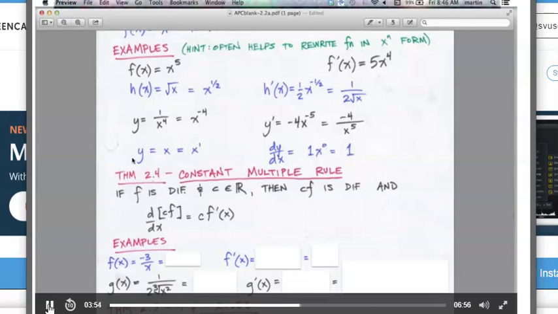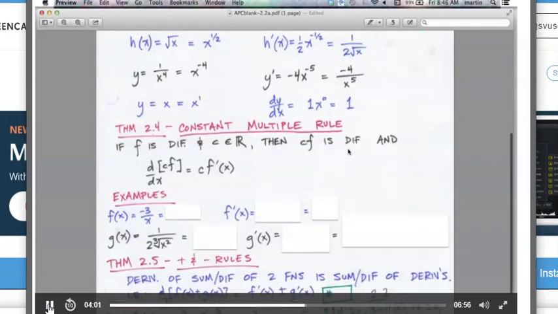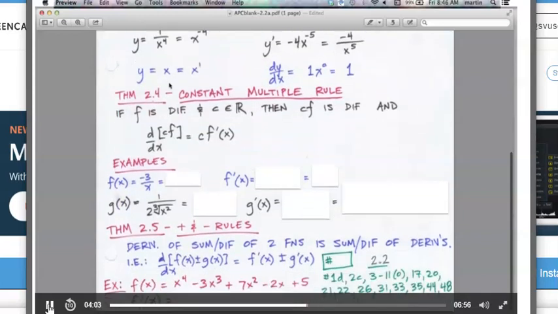So we say that if y equals x, then dy dx equals 1. In other words, what's the slope of y equals x? The slope is just 1. So the constant multiple rule: if f is differentiable and c is a real number, then c times f is differentiable, and the derivative of c times f is c times f prime.